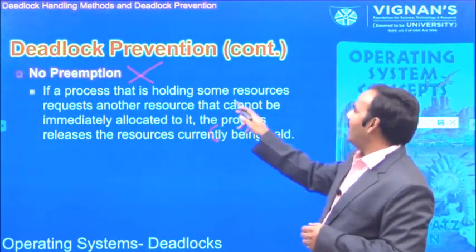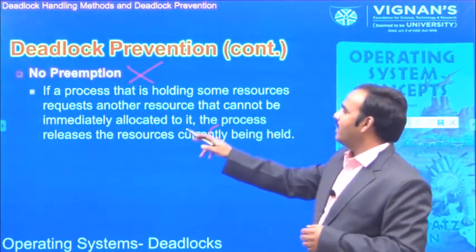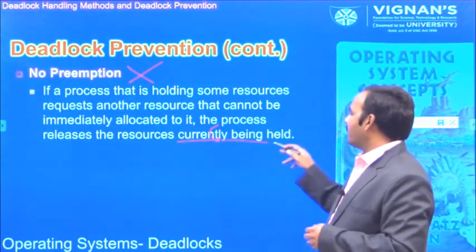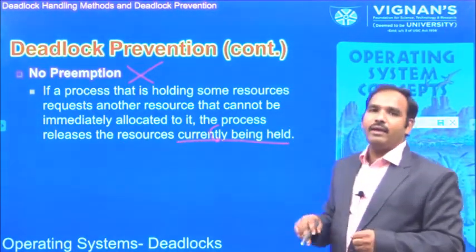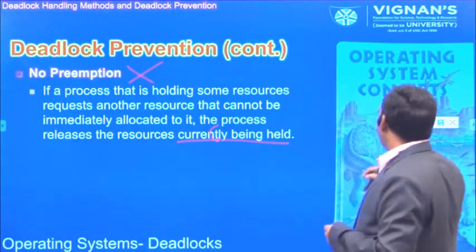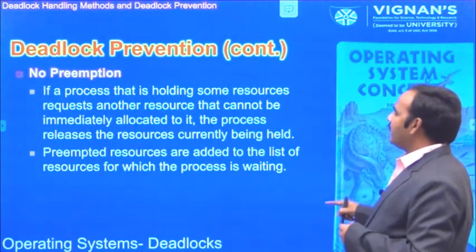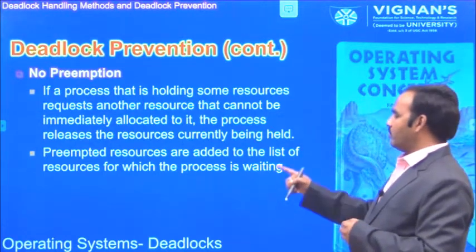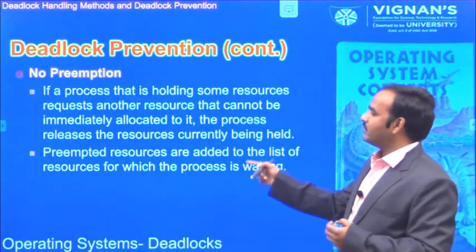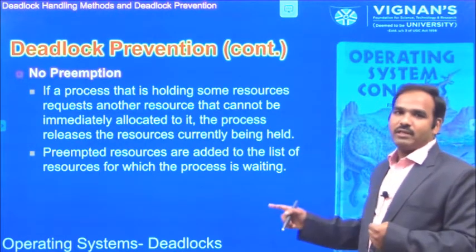So if a process is holding some resources and requests another resource that cannot be immediately allocated to it, the process releases the resources currently being held. This condition is not possible in real time. And the preempted resources are added to the list of resources for which the process is waiting. So all preempted resources are again added to the list of resources for which the process is waiting.